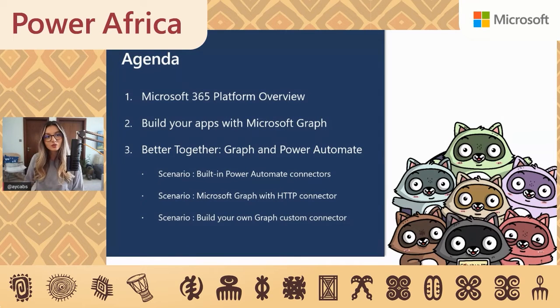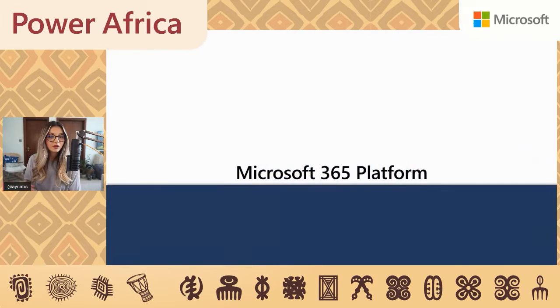That's why we will just start with M365 platform overview, and also we will jump into Graph. What is Graph? If you're new to Graph, I'll just share a couple of resources for you to learn about Graph and how to consume that in your apps, Power Apps, flows, and wherever you like. And then we will jump into Graph and Power Automate kind of scenarios, and we will just discuss why it's important and what are the opportunities there for us. So I'm just gonna start with M365 platform.